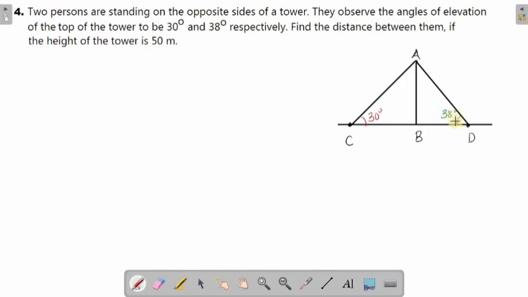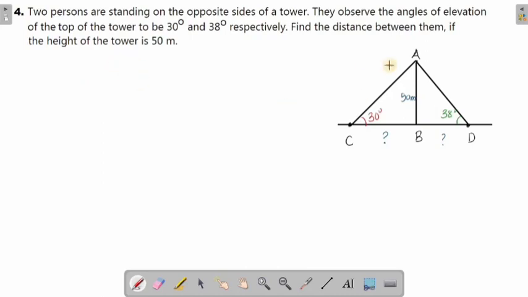Right. All right. Now, question is asking, find the distance between them. That is, you need to find what is CD. If the height of the tower is given to be 50 meter. Okay. So this AB is given to be 50 meter. So these are the things that are given, and using this diagram, I'm expected to find what is CD. So for finding CD, what I am going to do is, first I'll find what is BC and I'll find what is BD. So after finding them, I'll add them up, I'll get my CD. Okay. So let's see how to do this.